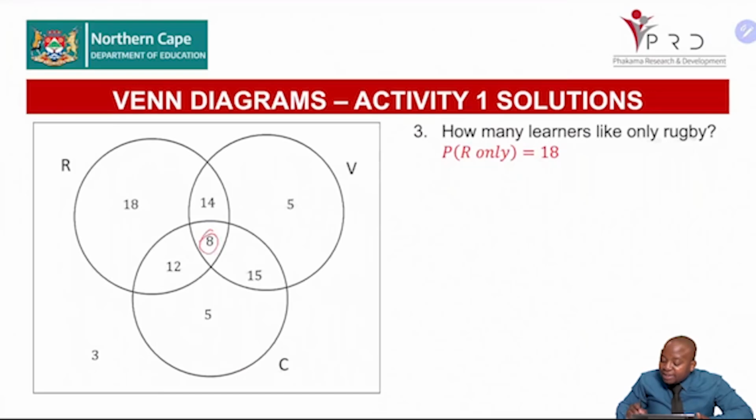How many learners like rugby only? So this is not the probability of rugby, it's N of rugby. So only rugby, it's 18. So only means that part alone.